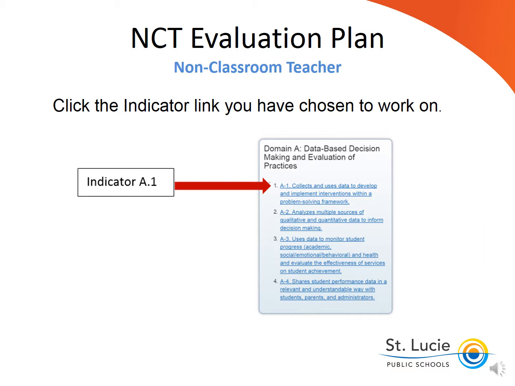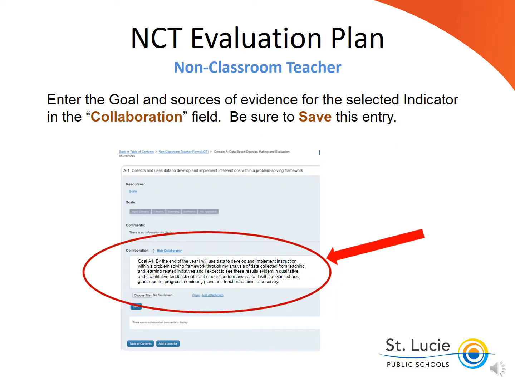Let's take a peek at what that looks like. In this example, indicator A1 is being selected. Collects and uses data to develop and implement interventions within a problem-solving framework. When you select A1, another window will open. In the collaboration box, you will enter a goal which you write that drills into how you will use this indicator in your job.